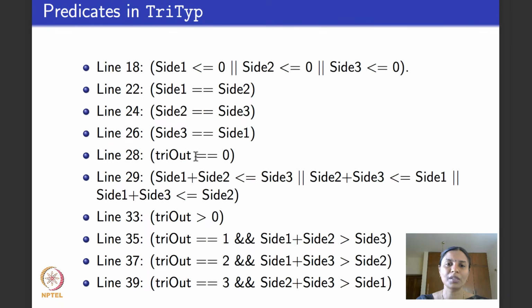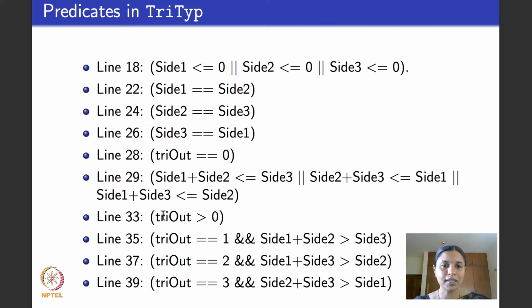So for each of these predicates, you could directly write test cases that test the predicate to be true once and false once. In fact, please try that as a small exercise for the predicates in lines 22, 24, and 26, because you just have to give three values of sides such that for 22, side 1 is the same as side 2, for 24, side 2 is the same as side 3, and for 26, side 3 is the same as side 1, and then you're done.